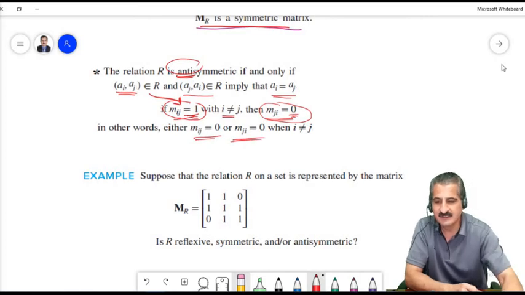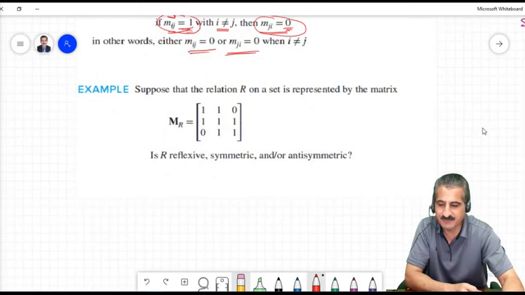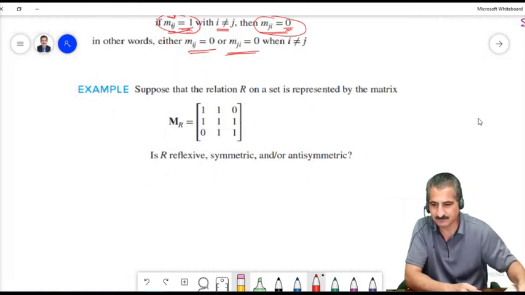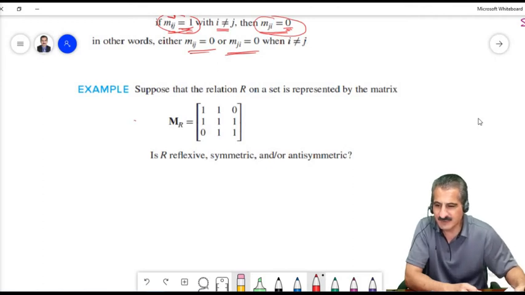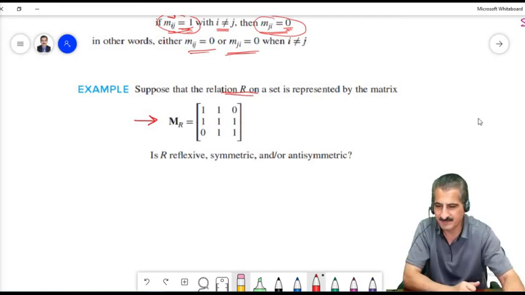Okay? So this is a property of an antisymmetric matrix. For example, what about this matrix here? It represents some relation. So is that relation reflexive, symmetric, or antisymmetric? What do you think?